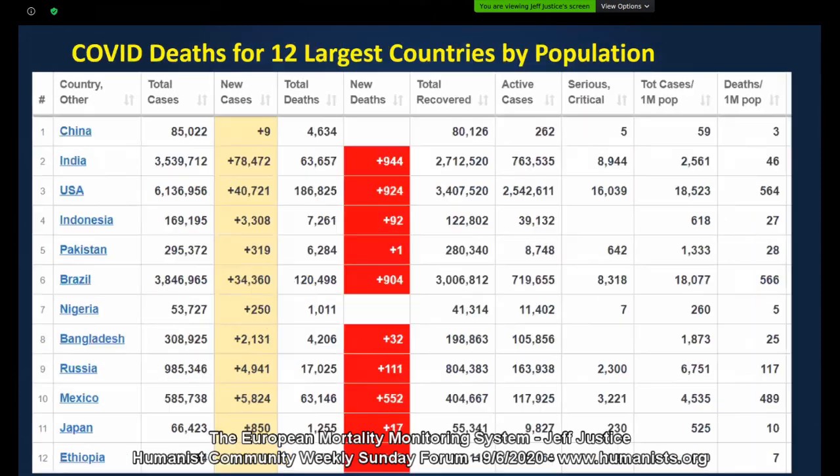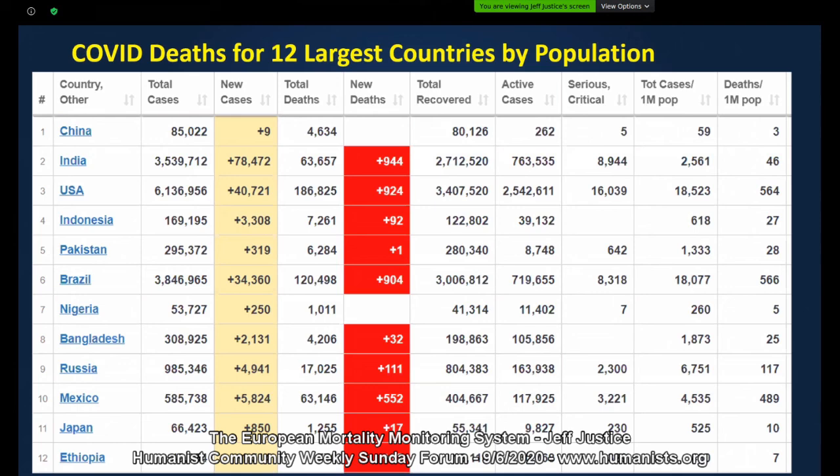So here's the next one, which is the same table, but it's sorted by population of the country. So China is in first place, followed by India. So these are the 12 largest countries in the world. And here, looking at the deaths per million, you see that it varies by 2 orders of magnitude. It goes from 3 in China all the way up to 566 in Brazil. So huge variations from country to country. And then immediately you come up with explanations about why there's a variation. And those are called models or hypotheses.